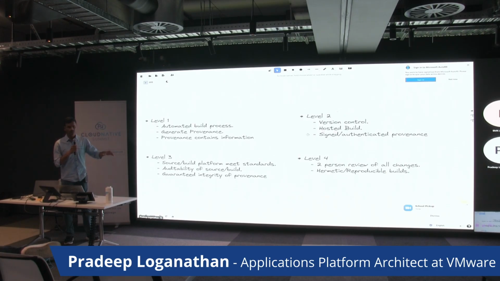And when we talk about hermetic builds, it's air-gapped build environments, wherein you know exactly what's within your build environment. Nothing from outside gets into your build environment, and your build environment has only one exfiltration path, and nothing else is allowed in, right? So that's level 4.